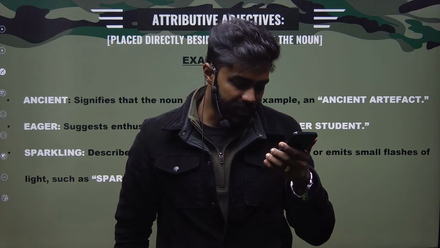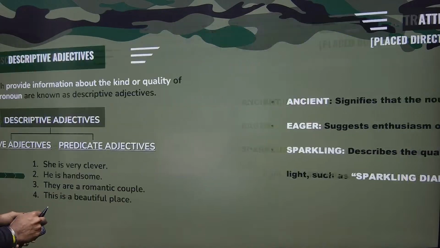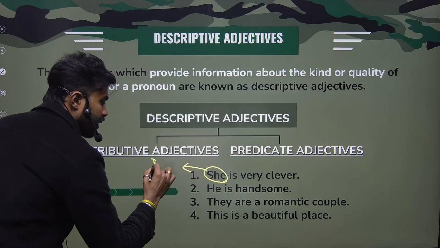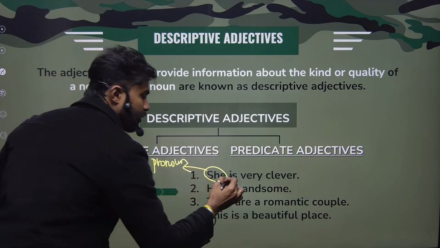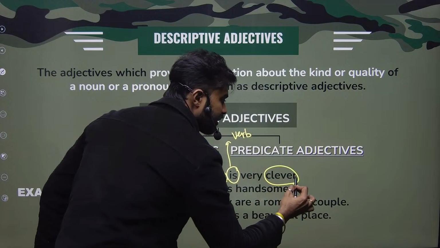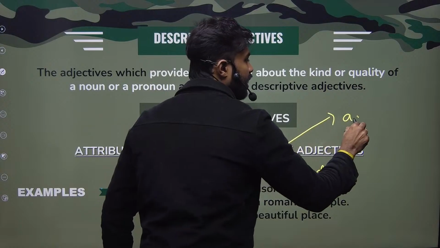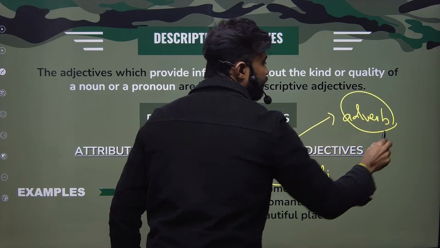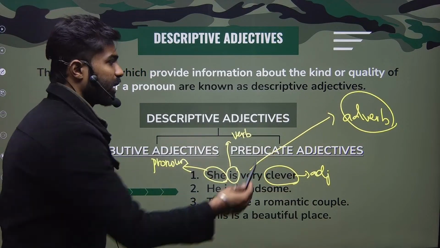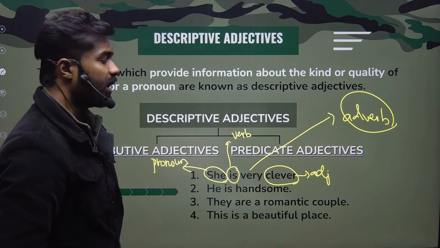Okay. Sir, in the first sentence, what part of speech is very? All right. See, she is my pronoun. Is is a verb. Clever is my adjective. Very is my adverb. When I teach you adverbs, then you will know what kind of adverb it is. Why is it an adverb? An adverb's main function is to modify adjectives, adverbs themselves, and verbs, and also the entire sentence.